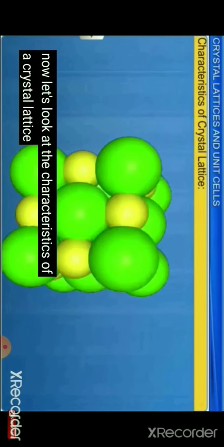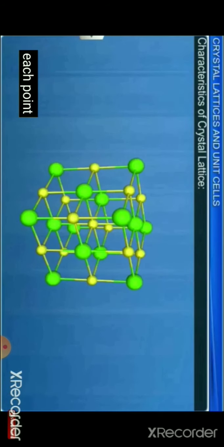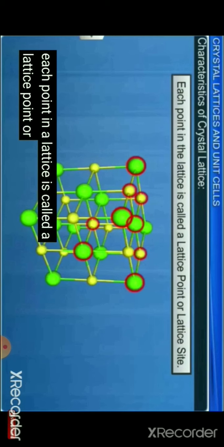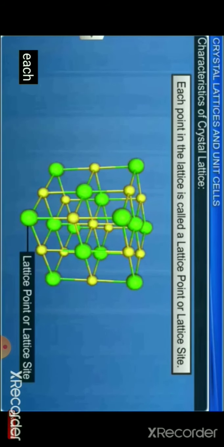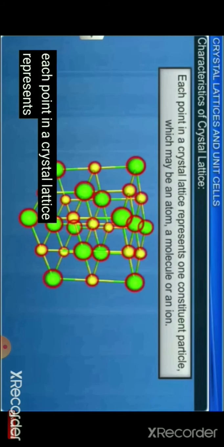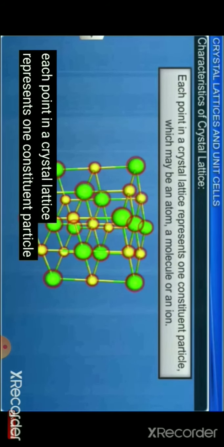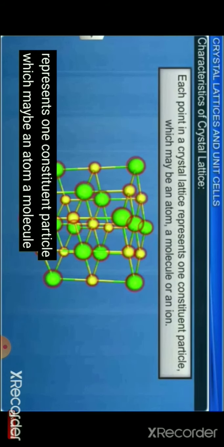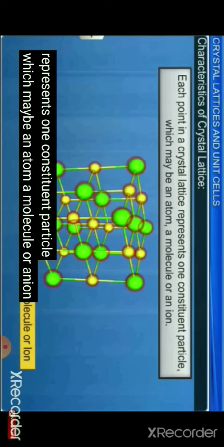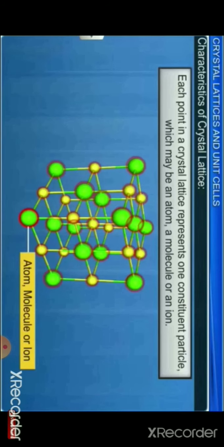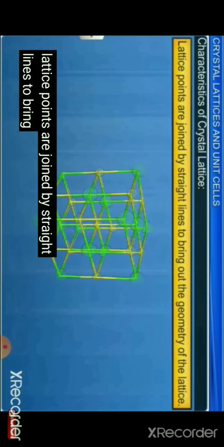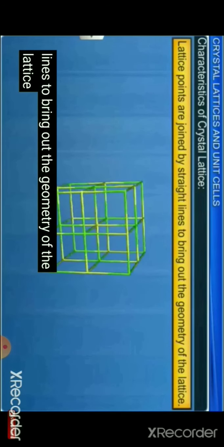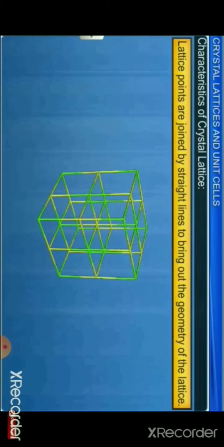Now let's look at the characteristics of a crystal lattice. Each point in a lattice is called a lattice point or lattice site. Each point in a crystal lattice represents one constituent particle, which may be an atom, a molecule, or an ion. Lattice points are joined by straight lines to bring out the geometry of the lattice.